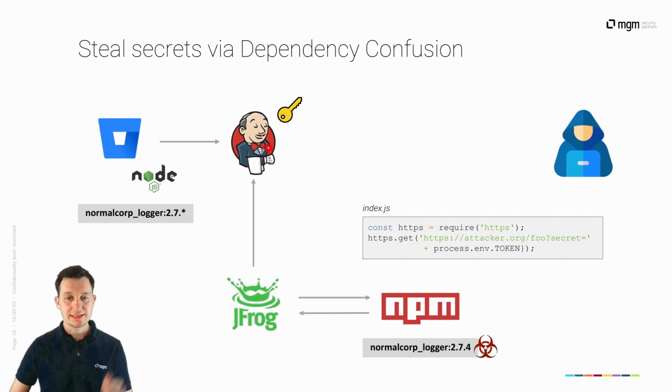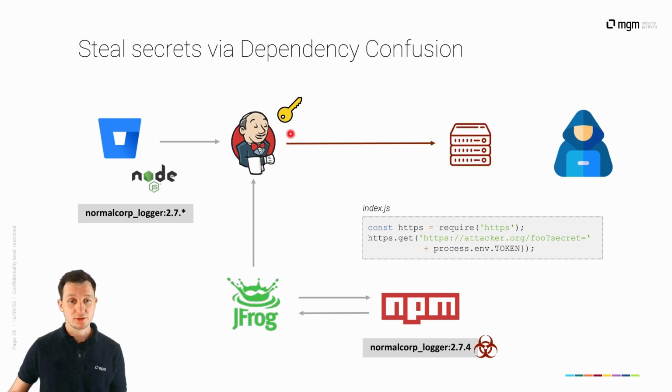But basically this is the attack, and in the end, if it is executed and the execution in this specific pipeline step has access to this token, we get this token sent to the server of the attacker, and this is a problem for us.